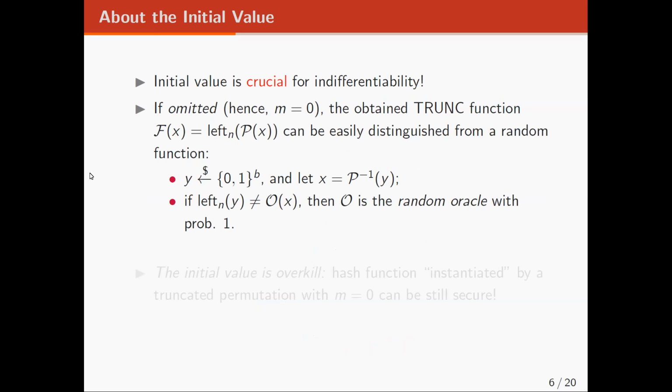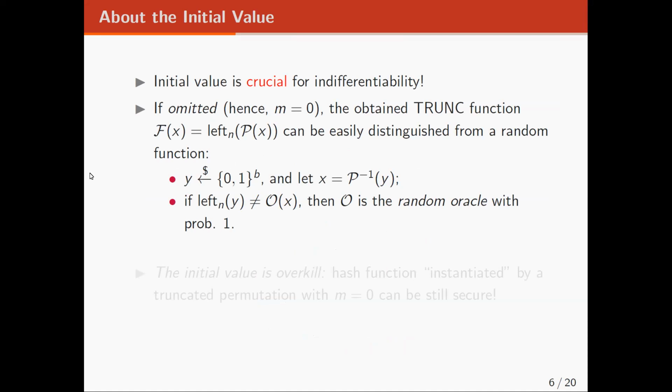The idea is very simple. We take y, which is a random element of b bits. We apply the inverse permutation P, and we get x. Then we do our oracle query on x. If this equality is not satisfied, then we know that the oracle is the random function with probability 1.